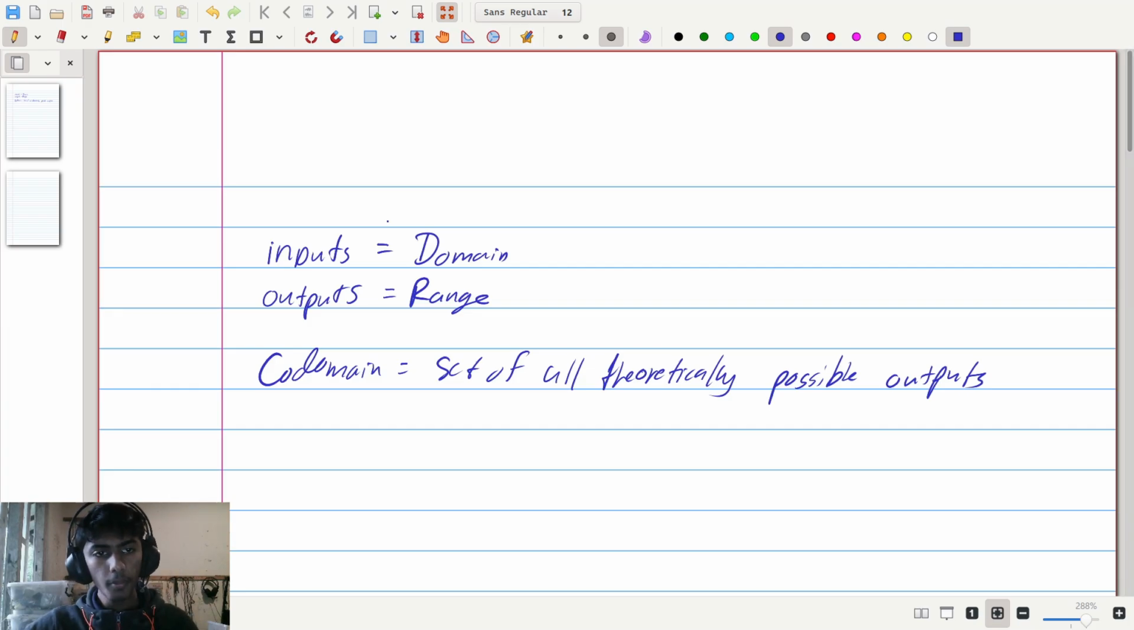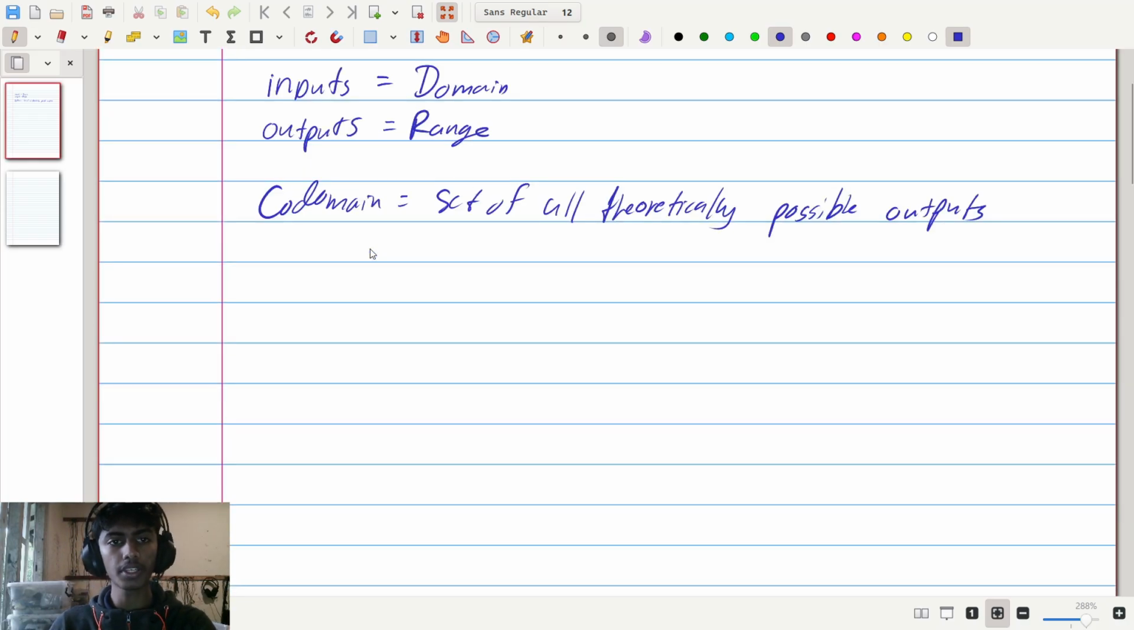So the codomain and range are not necessarily the same thing. The codomain just says, okay, if we take these inputs, what are the possible outputs that we could hit? And then the range tells you the actual subset of those possible outputs that are actually hit. So let's take an example and I'll explain what each of these is. Let's say f(x) is x squared, a simple function like this.